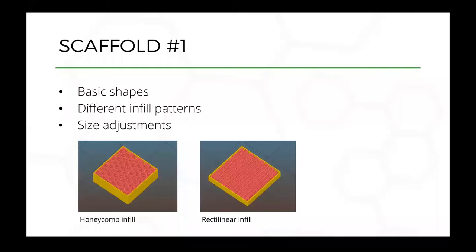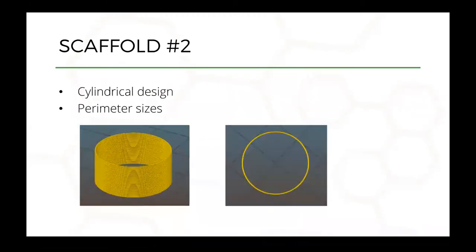Earlier we tried different infill patterns and size adjustments. Sometimes if you realize that something is not right or the size is not right, you can still go back to Tinkercad to resize the whole shape, or you could also go back to Slicer to make adjustments on the size. So the second scaffold we're going to design today is a very simple cylindrical scaffold.